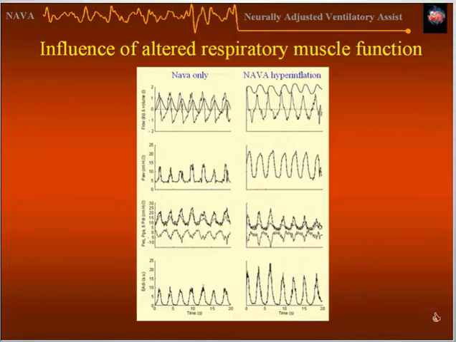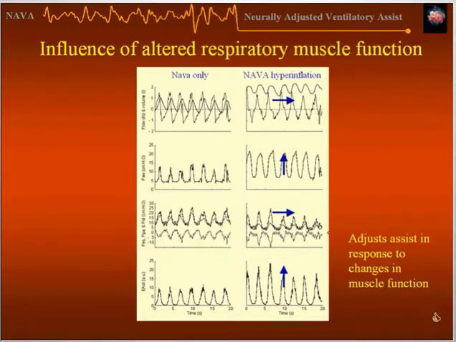Now this slide shows a healthy subject breathing on NAVA before and during hyperinflation. Tidal volumes and flow rates are principally not altered. As anticipated, the hyperinflation gives an increase of the diaphragm activation due to muscle weakness. There is an increase in the airway pressure following the increase in diaphragm activation. And we can see that the work of breathing, as judged by esophageal pressures, gastric and PDI pressures, transdiaphragmatic pressures, is maintained in this patient. So NAVA just assists in response to changes in muscle function.